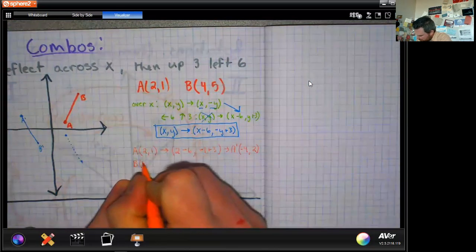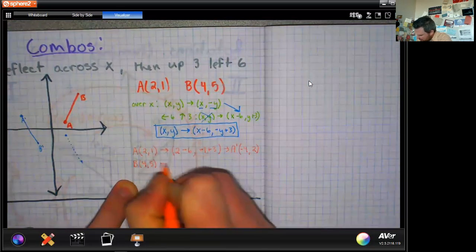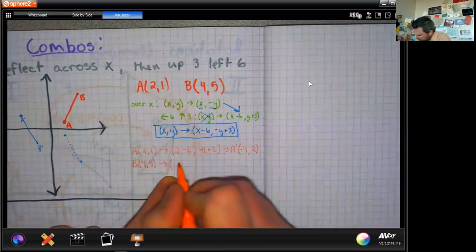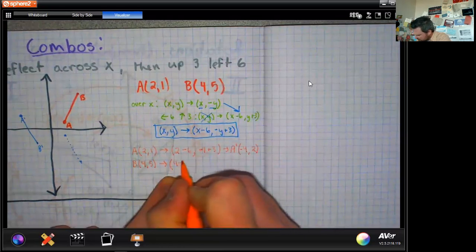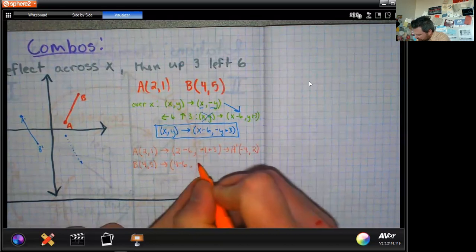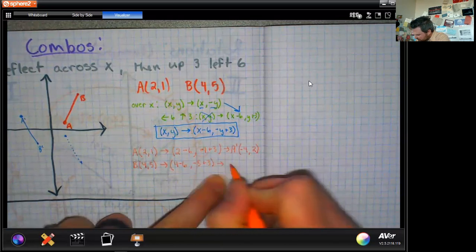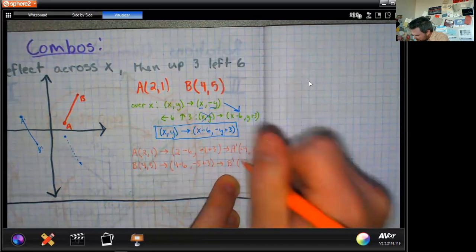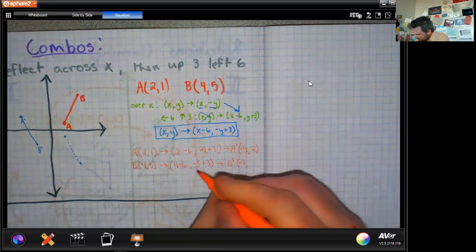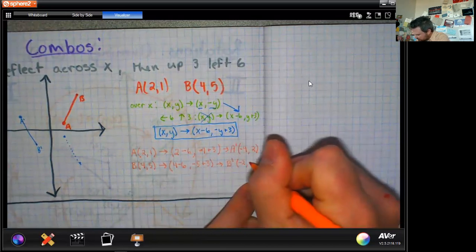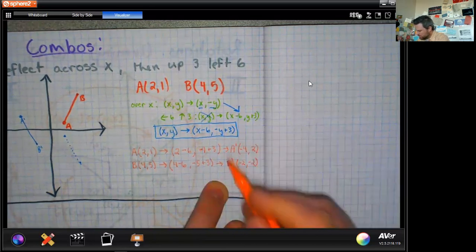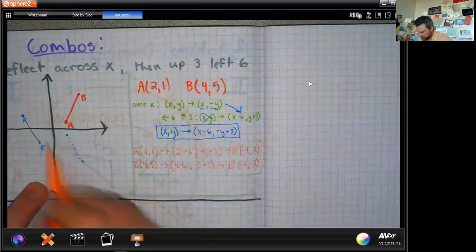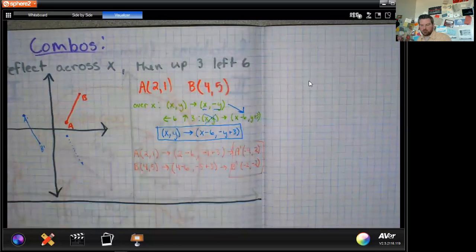B was at 4, 5. I'm going to plug those points into the rule. So 4 minus 6, and then negative 5 plus 3. So B prime should be at 4 minus 6 is negative 2, and negative 5 plus 3 is also negative 2. So B prime should be at negative 2, negative 2, and it is. So we have verified that we did that all correctly.